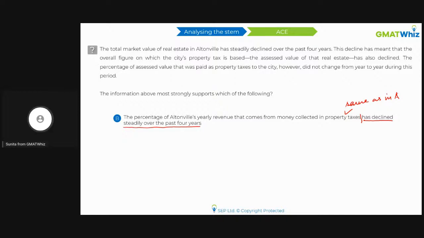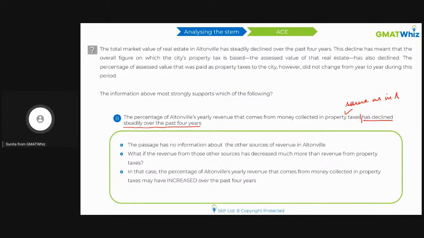Again, the amount of property tax collected has probably declined, but whether the percentage contribution to the total revenue has declined, I cannot determine until I have information about other sources of revenue in Altonville. The passage does not give me any information about other sources. What if the revenue from those other sources has decreased much more than the revenue from property taxes? In that case, the percentage of Altonville's yearly revenue that comes from money collected in property taxes may have actually increased because the others decreased more. And therefore, this is a might be true, might not be true kind of situation, and therefore B is not the answer.